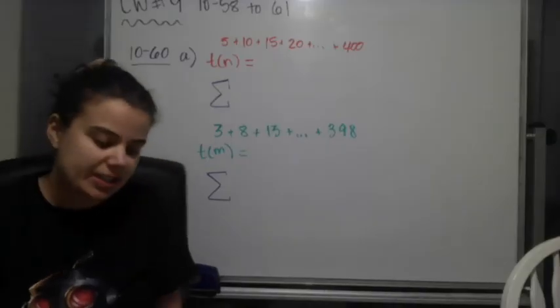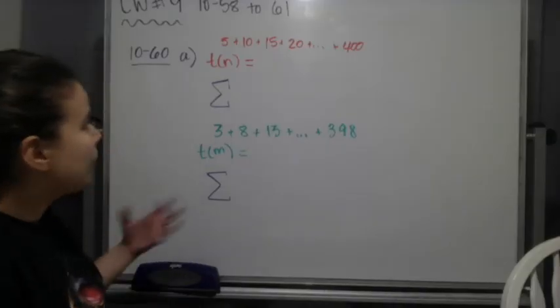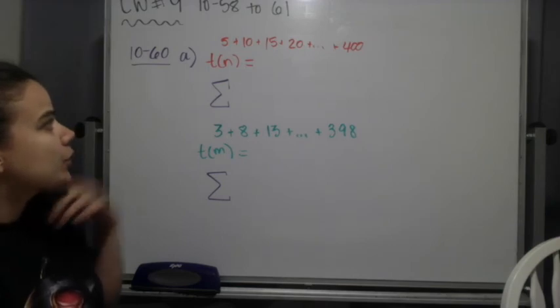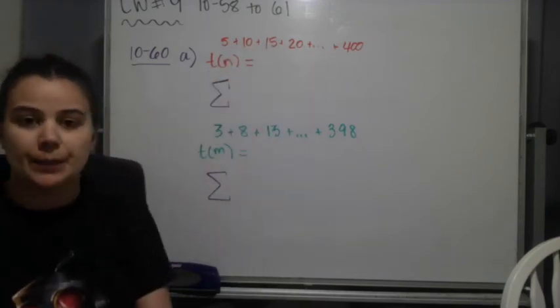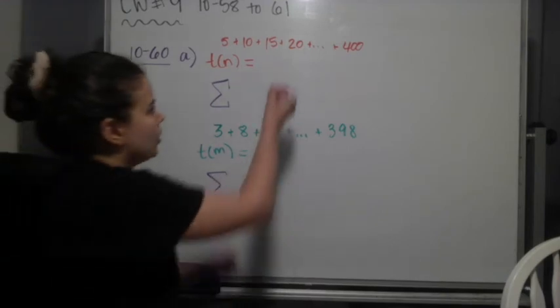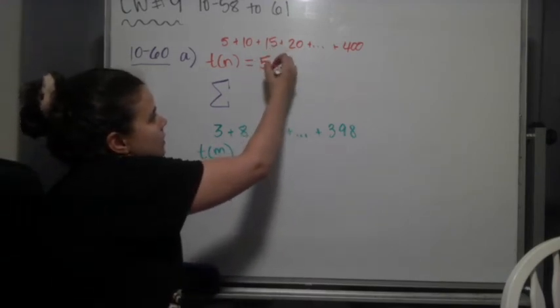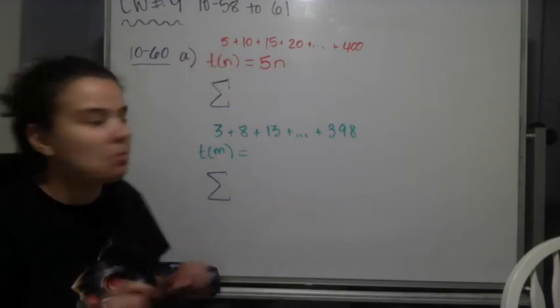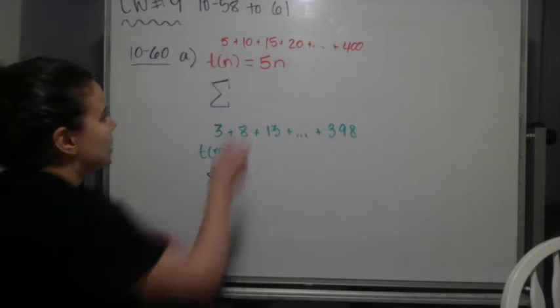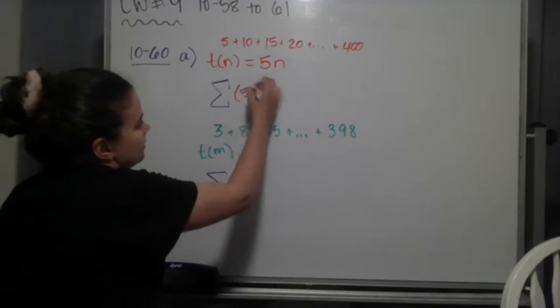Alrighty, 10-60. We've got 2 parts here. So for the first part, the top line, 5 plus 10 plus 15 and so on. We have a sequence that is growing by 5 each time. So we got 5n. And the 0th term is just 0. So that's what we can fill in, 5n here.